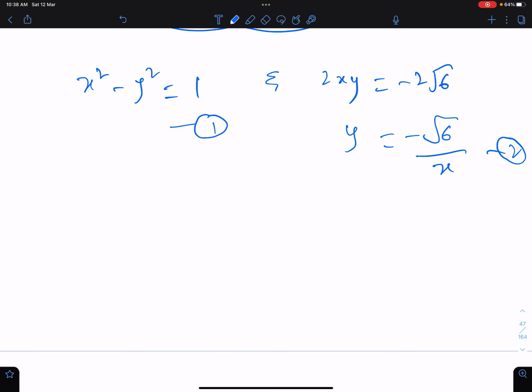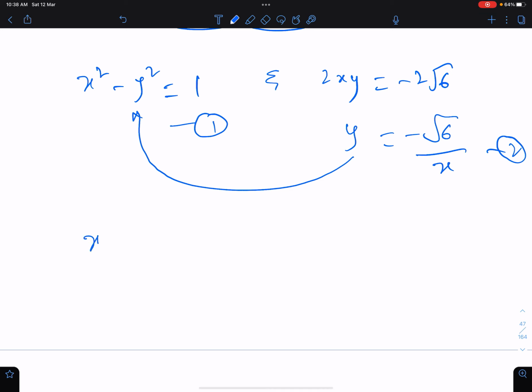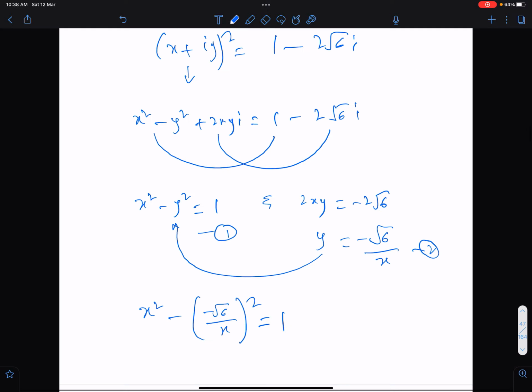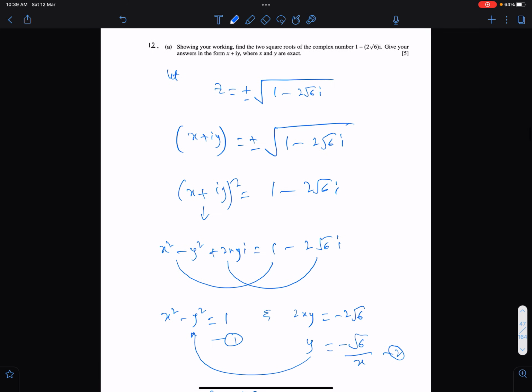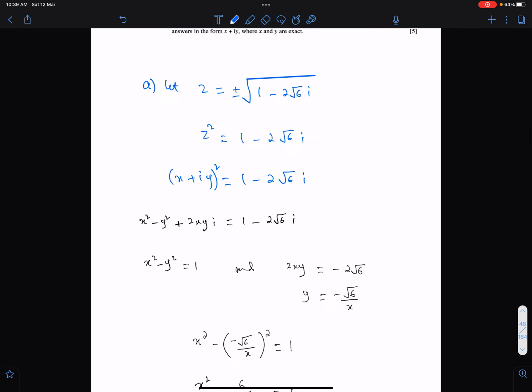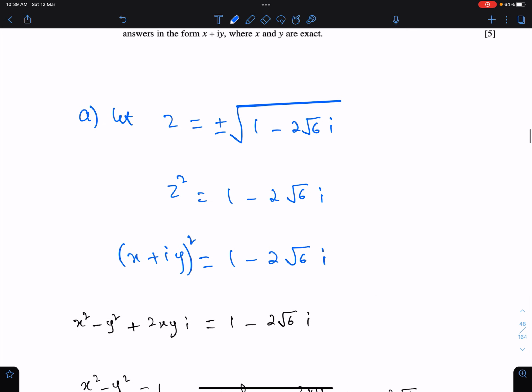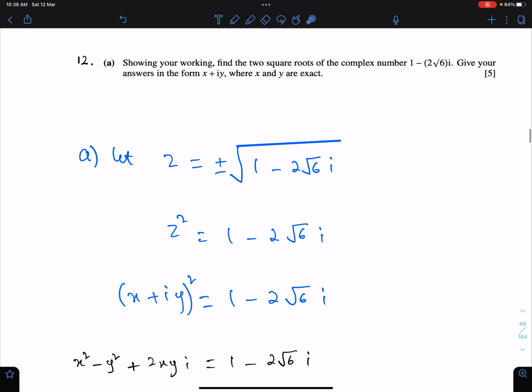So by substituting this y here, we have this equation. Now you just need to solve this equation yourself and get the two values of x. This is the fair solution. See, this is the first step.